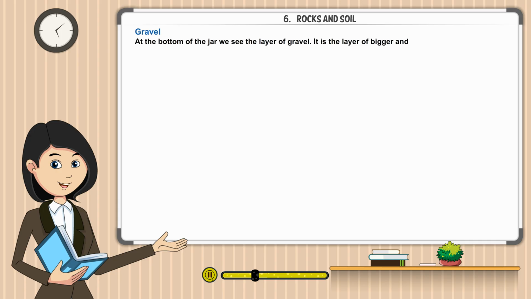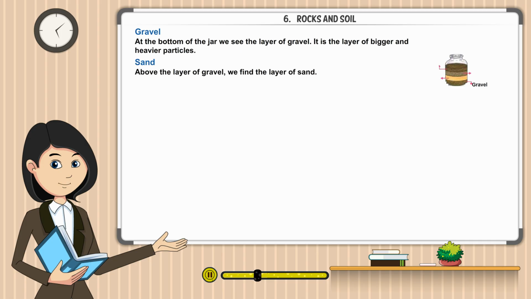Gravel. At the bottom of the jar we see the layer of gravel. It is the layer of bigger and heavier particles. Sand. Above the layer of gravel we find the layer of sand. Clay. Above the sand, we see the smallest and finest particles of soil called clay.